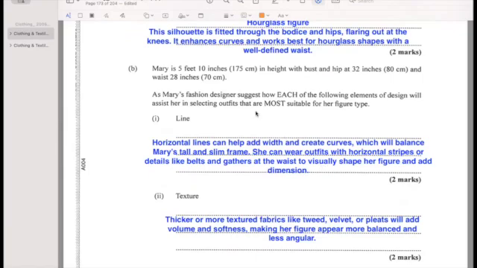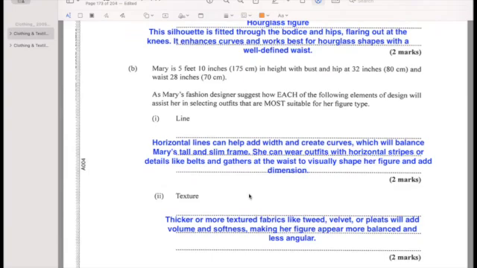All right, so here is a scenario. Mary is 5 feet 10 inches, 175 centimeters in height, with bust and hip at 32 inches, 80 centimeters, and waist 28 inches, that is 70 centimeters. As Mary's fashion designer, suggest how each of the following elements of design will assist her in selecting the outfit most suitable for her figure type. So let's talk about the lines.